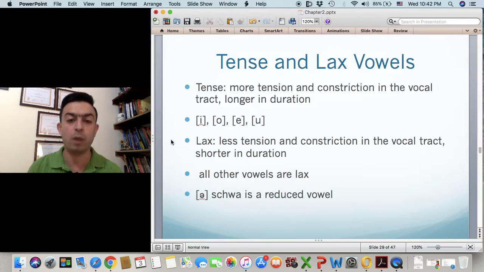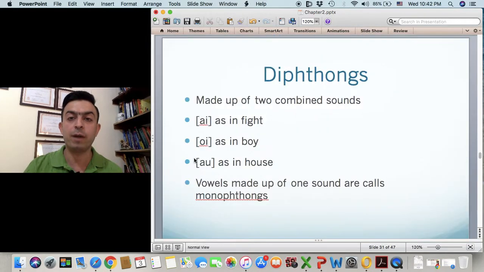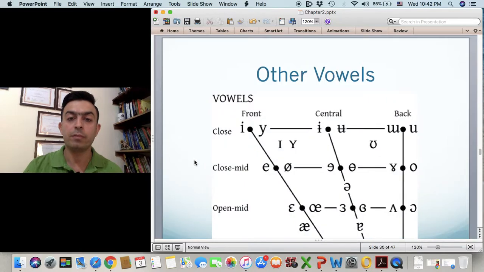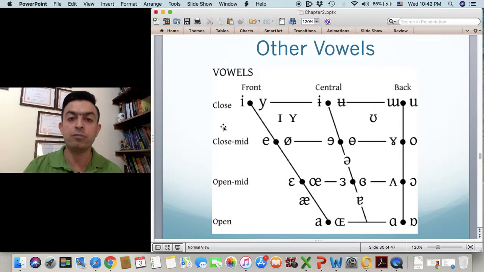And then we have the schwa. Look at the schwa, it's the upside down E. So this is a reduced vowel. This is the weakest vowel in English and in all other languages. Now, this is a vowel chart. Sorry. This is a vowel chart, and this chart has the vowels of all languages.